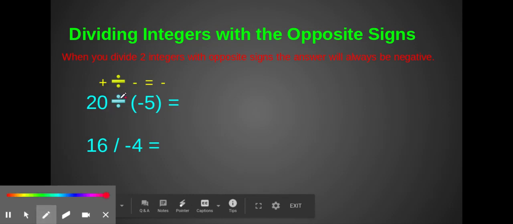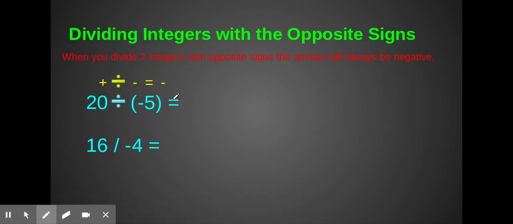We have 20 divided by negative 5. And so I know 20 divided by 5 equals 4. But then because the signs are opposite, I have a positive and a negative, the answer will be a negative 4. And you can always check and make sure it works backwards as well. I know that negative 4 times negative 5 should equal positive 20, and it does, so that's perfect. All right, let's do 16 divided by negative 4 equals negative 4 because the signs are opposite.